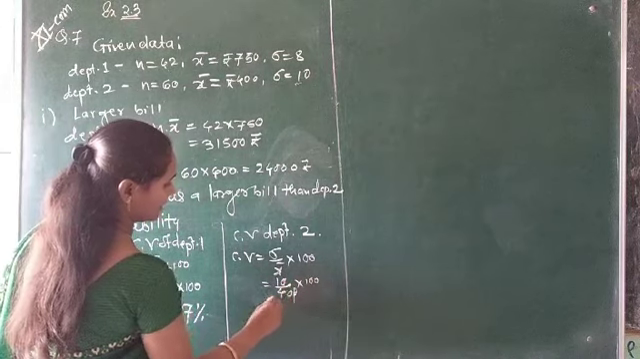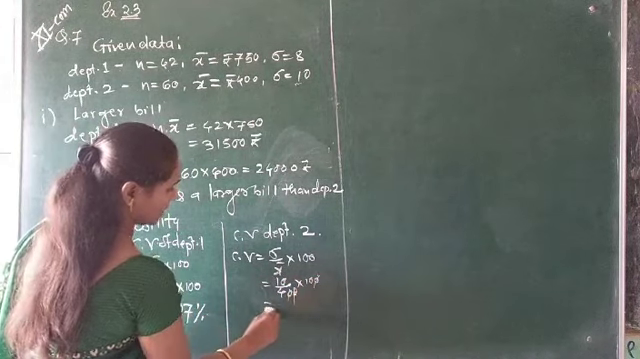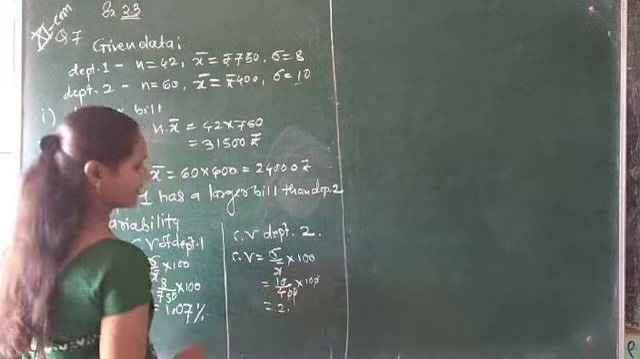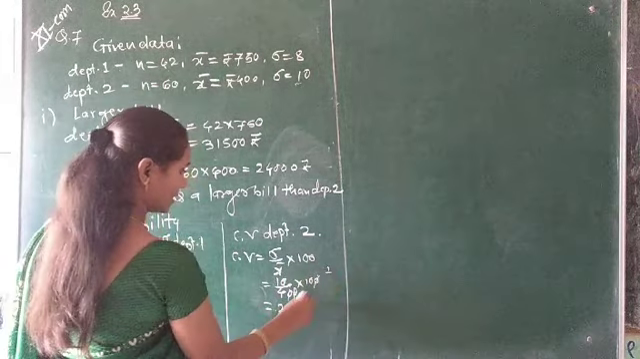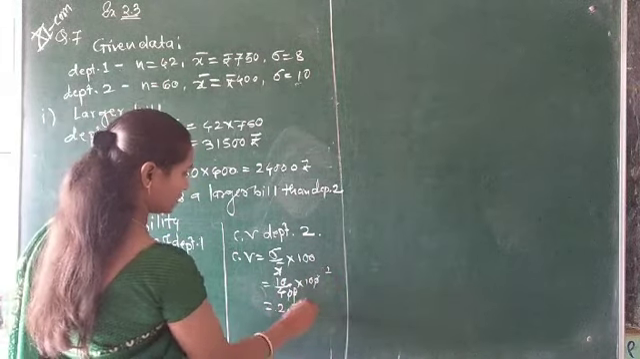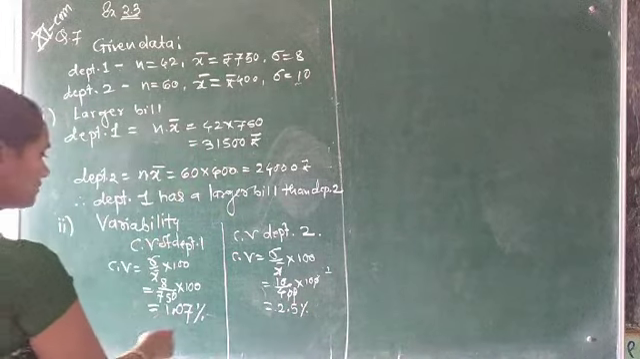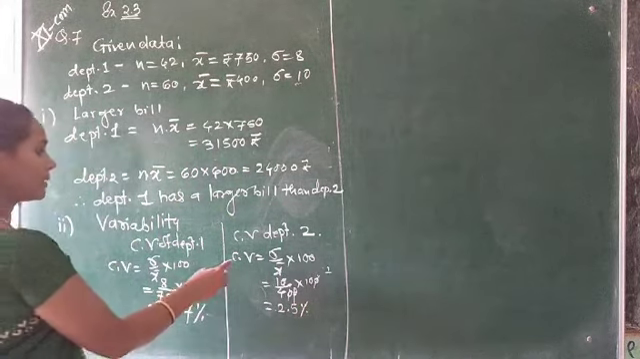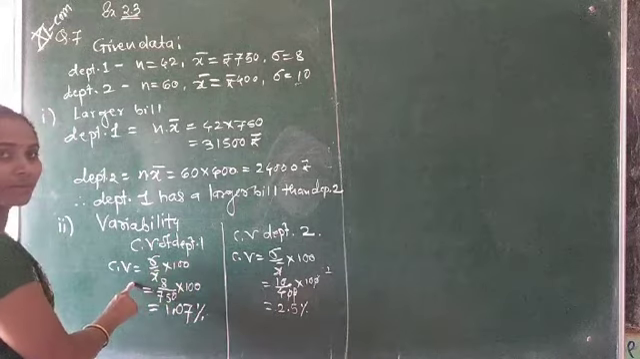Again the 10 will be cancelled here. 10 upon 4: 4 twos are 8, again it is 2 point, again it is 20, that is 2.5%. Now see whose CV is greater here. CV of department 2 is greater than CV of department 1.